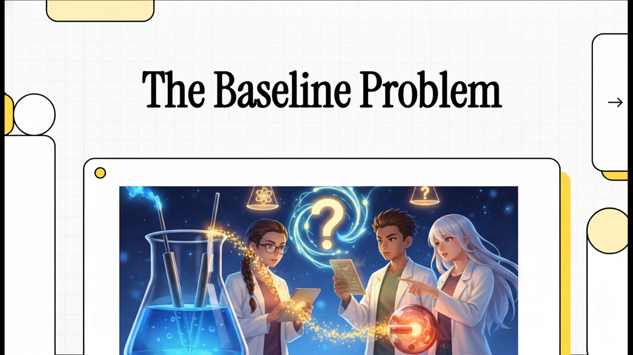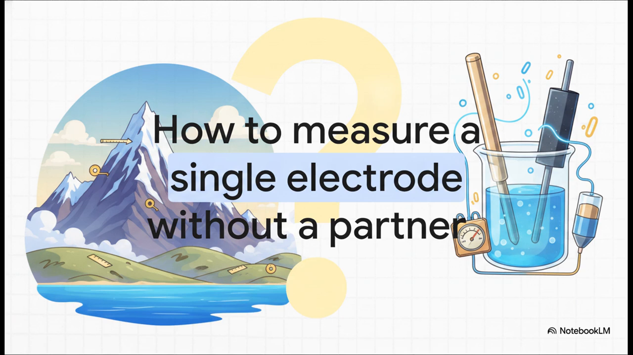It's a world totally driven by the flow of electrons, but, to actually understand it, we first have to solve this fundamental, almost philosophical, measurement dilemma that sits right at the heart of electrochemistry. So, how do you measure the voltage of a single electrode without a partner?